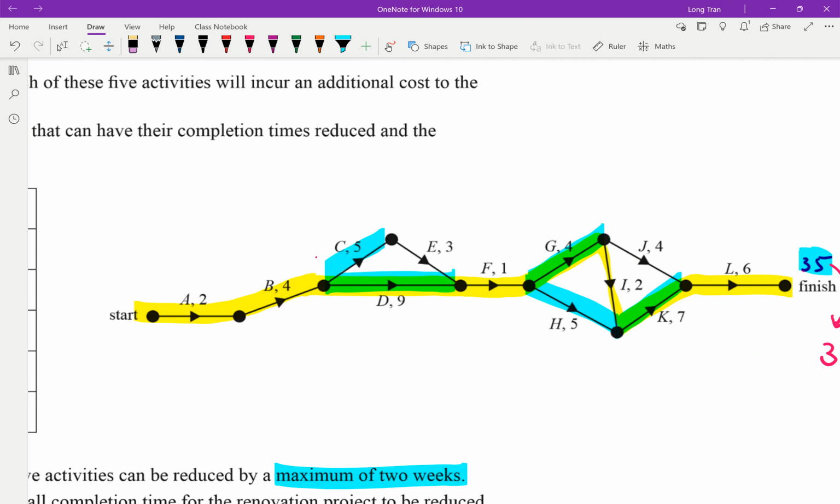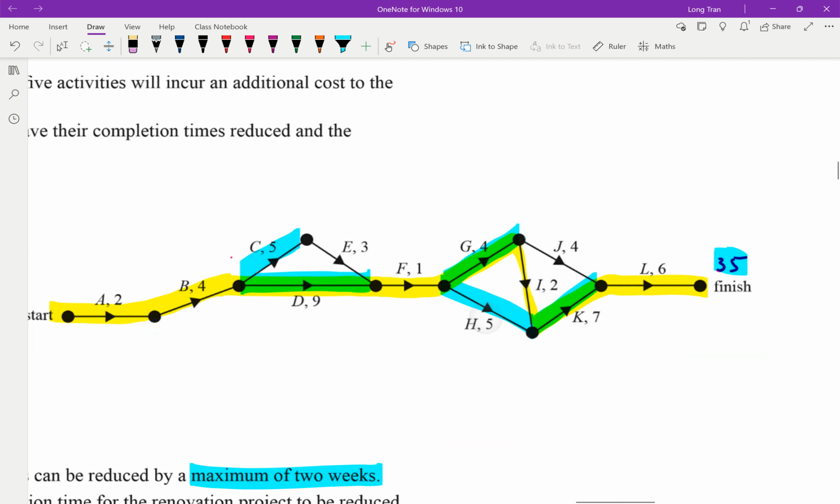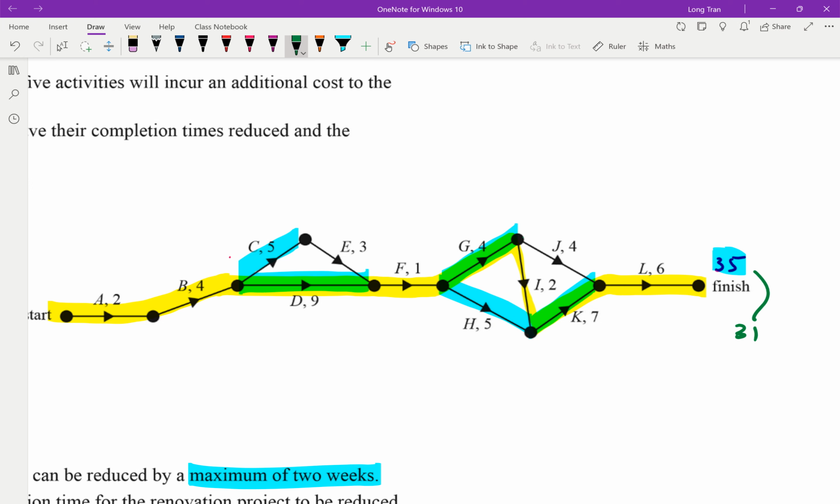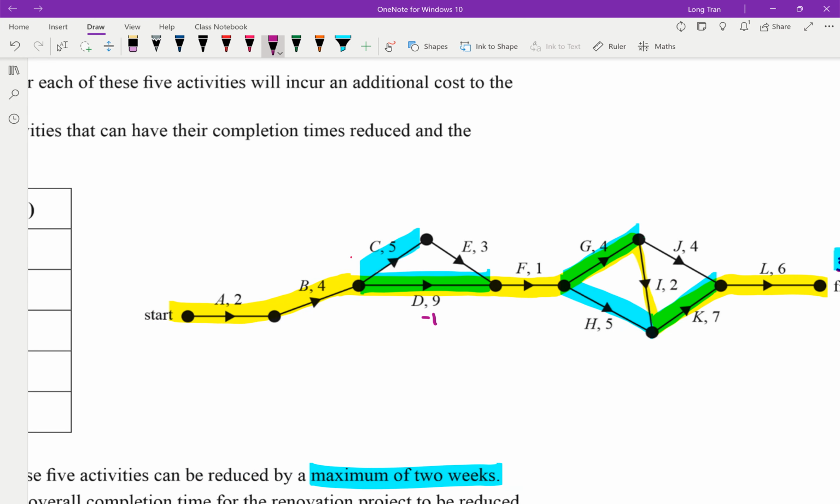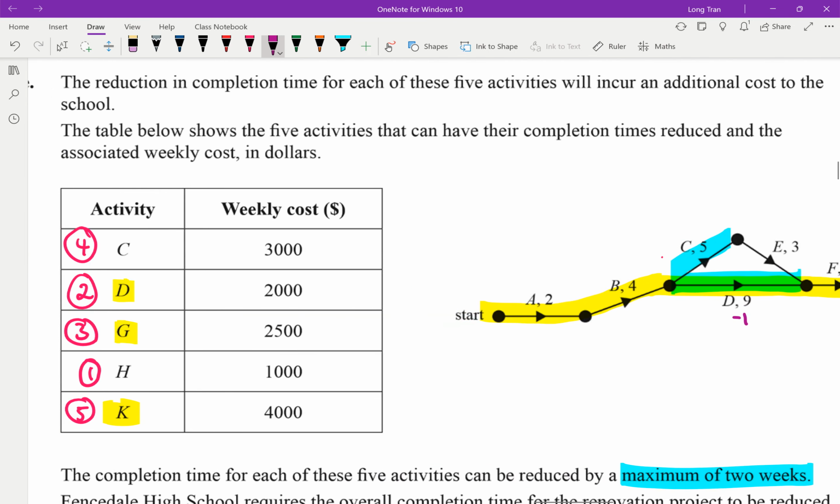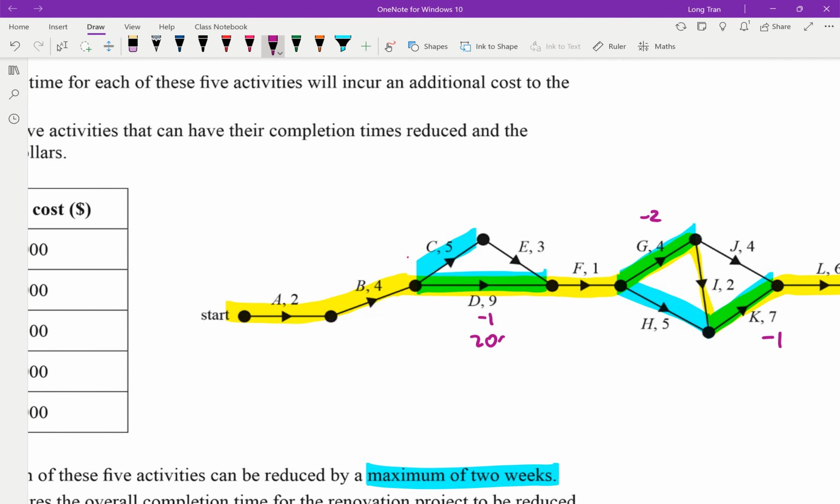All right, so I want 31, right? I need to reduce it by 4. So we said that maybe reduce D by 1, reduce G by 2, and then reduce K by 1, right? Because of the costing. This was probably the least worries to get the same effect of reducing 4. So it looks like, take away this by 1. D was the cost of 2,000. So I'm doing 2,000. But let's have a look.